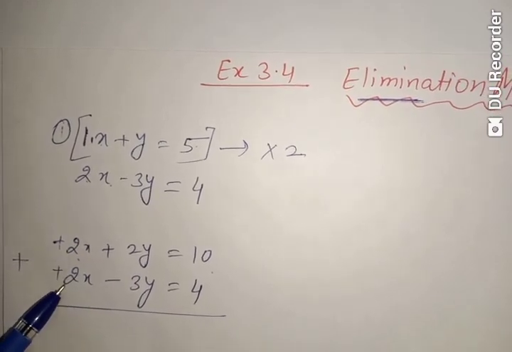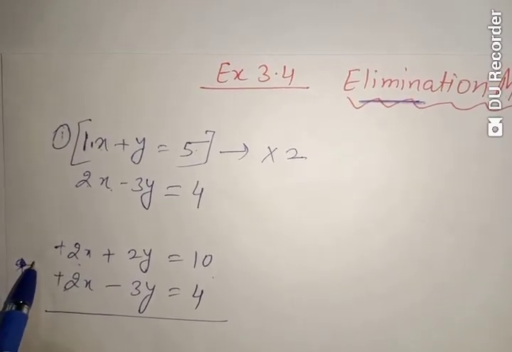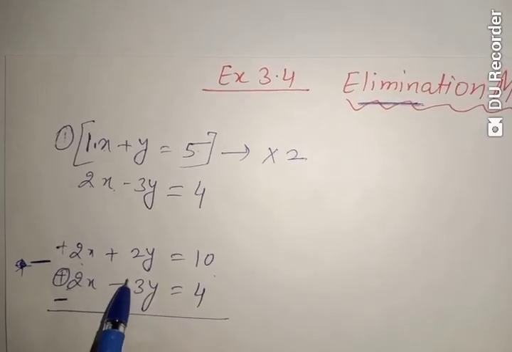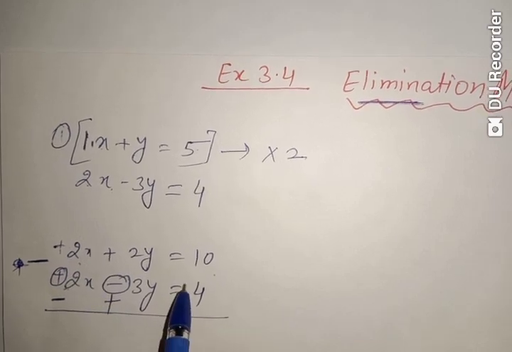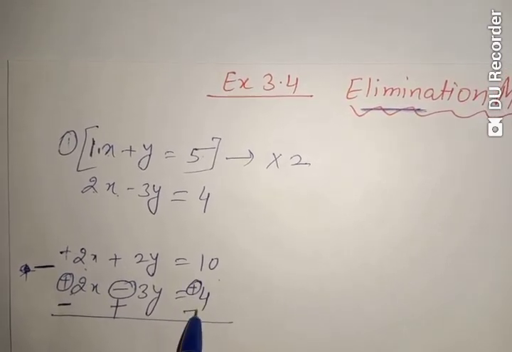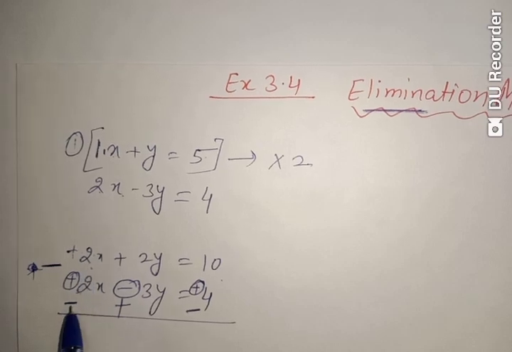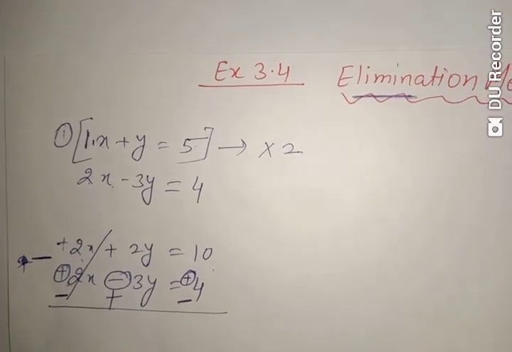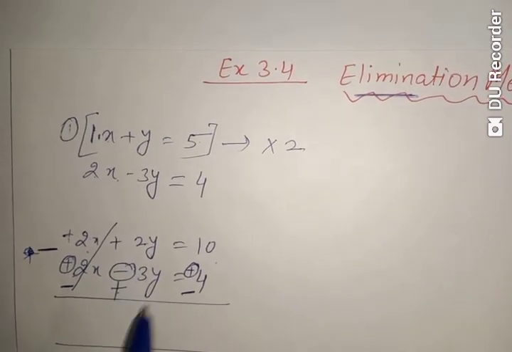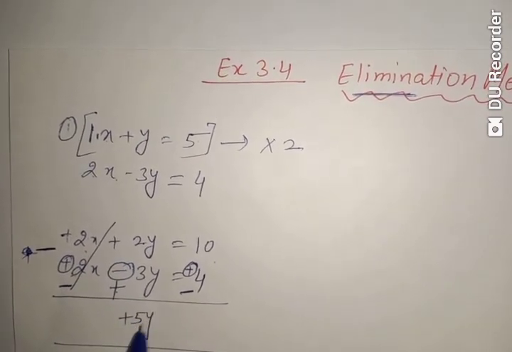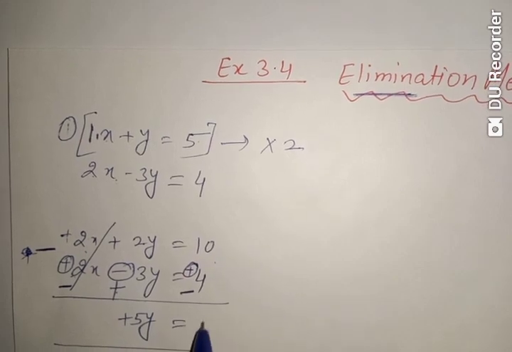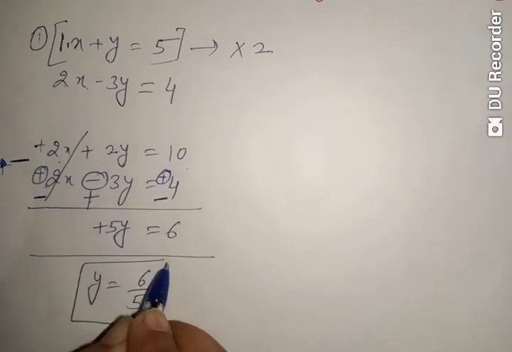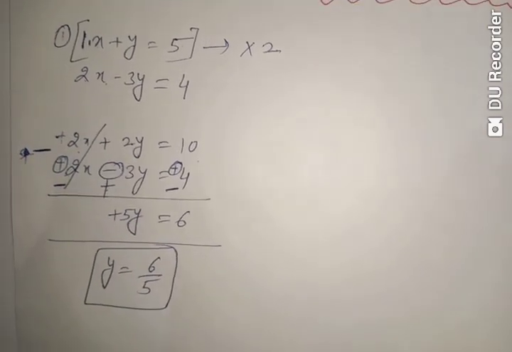I cannot eliminate x by adding, but if I subtract these two, the sign of this plus will become minus, the sign of this minus will become plus, and the sign of this plus will become minus. 2x minus 2x is eliminated. It means x is eliminated. Plus 2 plus 3 is plus 5y, and 10 minus 4 is 6. So the value of y is what? 6 upon 5. So we have easily got 6 upon 5. Now we have got the value of y.